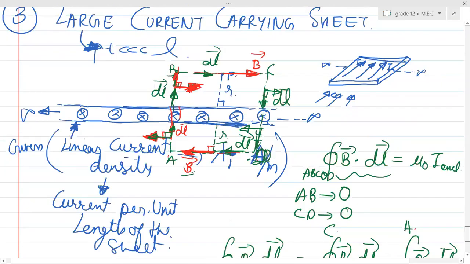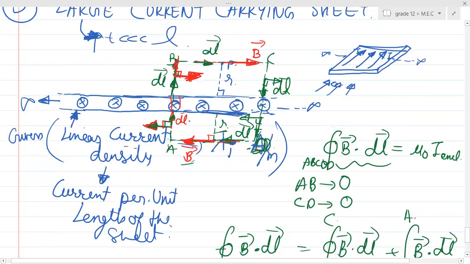The linear current density was how much? Lambda I, right? Ampere per meter. And let's say I have chosen the length of the loop as X. So I'll be just focusing on this much current which is enclosed inside the loop. What will be this much current? The length of this loop is X and the current per unit length is lambda I.